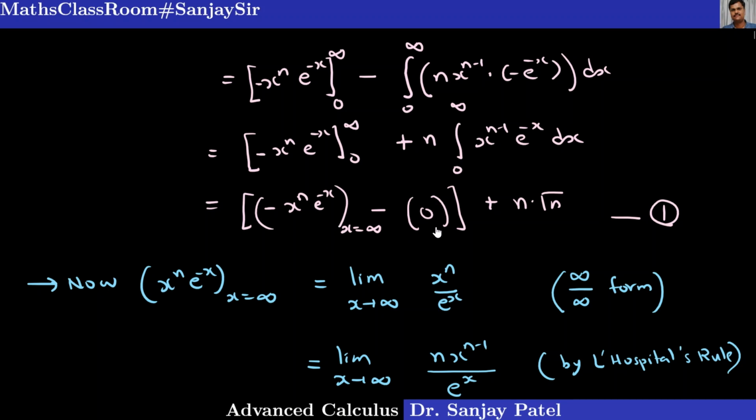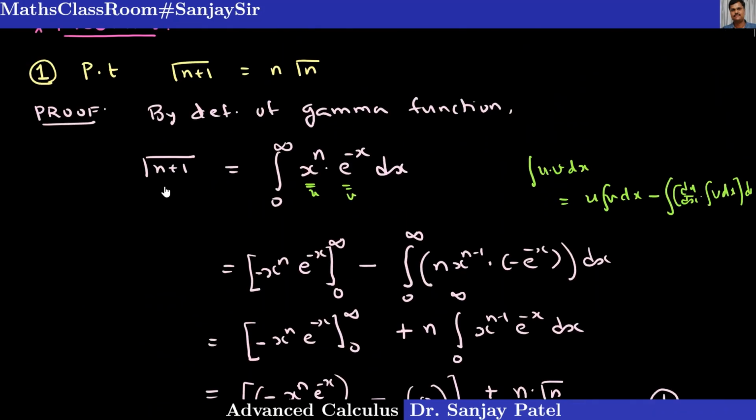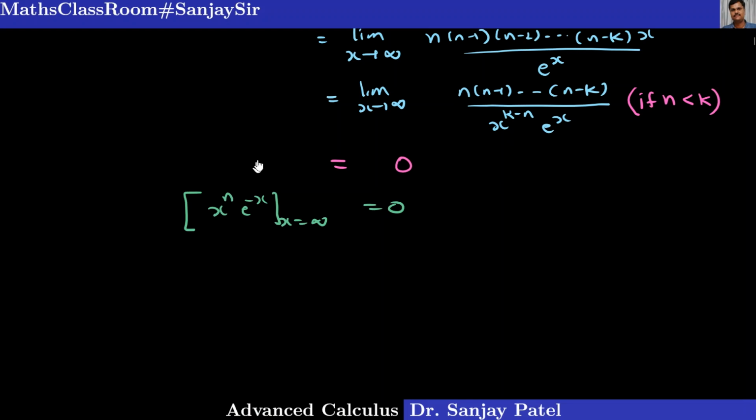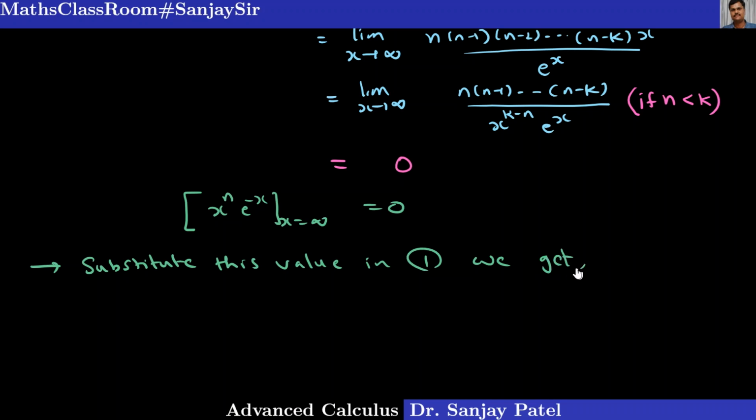So 0 minus 0 is 0. So what we are left with is n into gamma n. So we have proved that gamma n plus 1 is equal to n into gamma n. So let me write, just substituting this value in result 1, we get gamma of n plus 1 is equal to n into gamma n. So the result is proved.